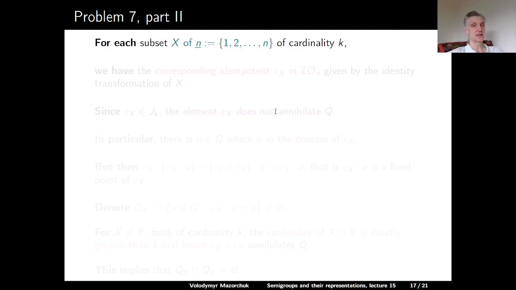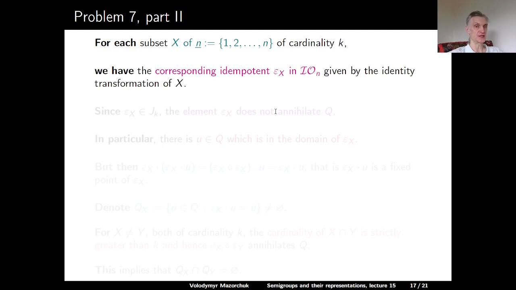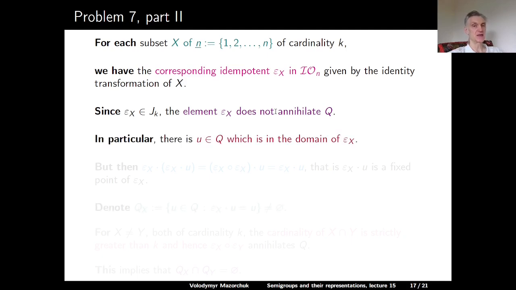For each subset X of the set {1, 2, and so on, n}, which we denote by n underlined as usual, of cardinality k, we have the corresponding idempotent epsilon_X in I_n, which is given by the identity transformation of X. Since epsilon_X belongs to J_k, by our assumption, the element epsilon_X does not annihilate Q. In particular, there is an element u in Q which is in the domain of epsilon_X.